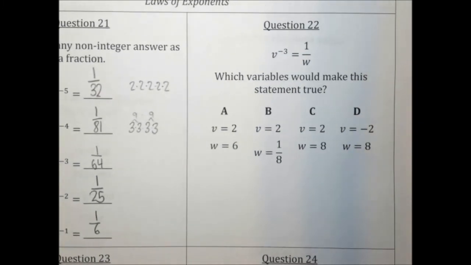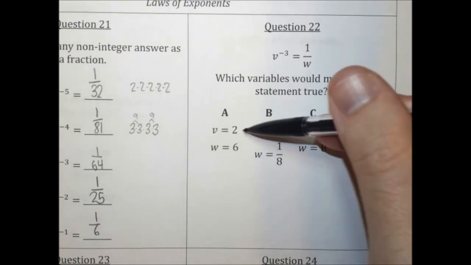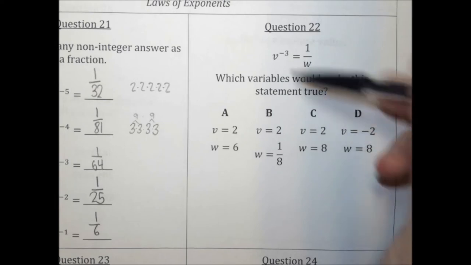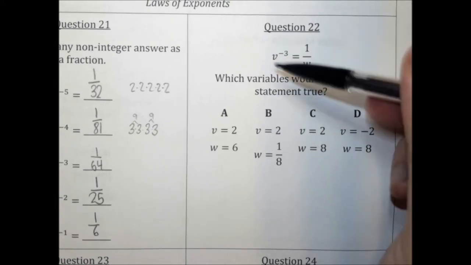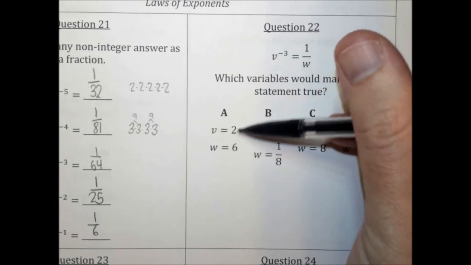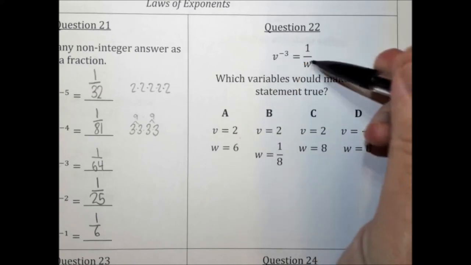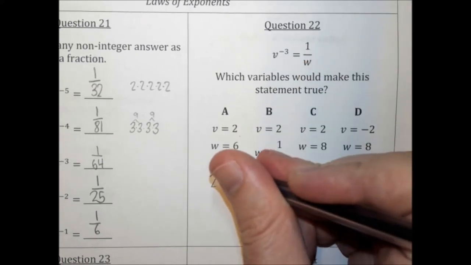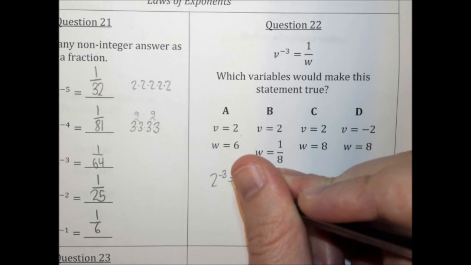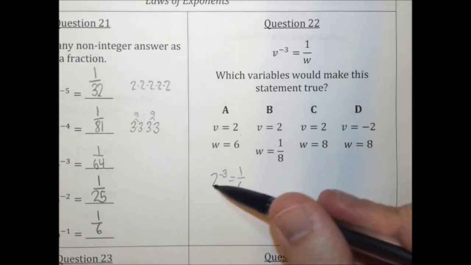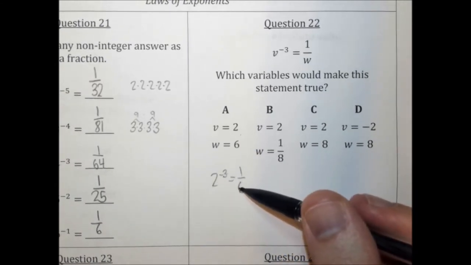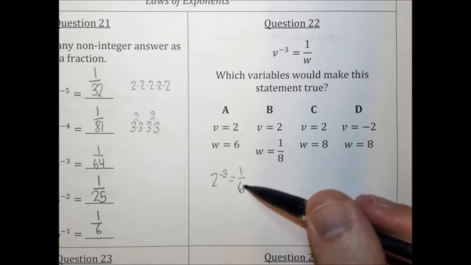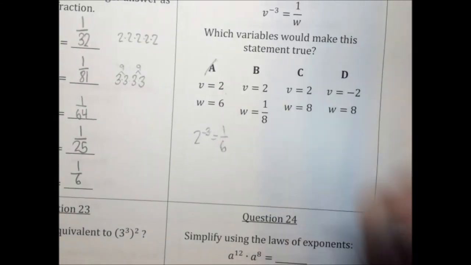Question 22. Which variables would make this statement true? So we need to figure out which numbers here could go in for these letters and make a true statement. So let's start with this one. If we put a 2 there and a 6 there, we'd get 2 to the negative 3rd is 1 over 6. Well, 2 to the 3rd is 8, so this is not right because this should be an 8, not a 6. So it's not that.